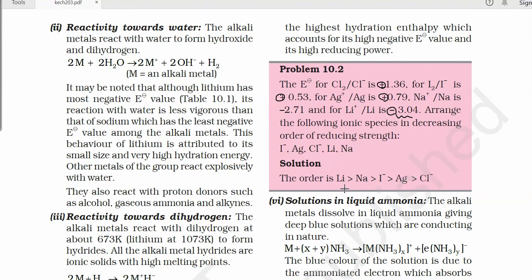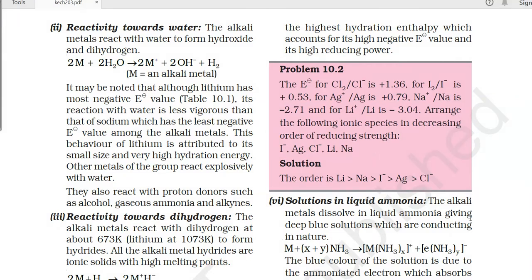So the series becomes Li, then Na. Then we see that the value for iodide is more than that of silver, so iodide is more reducing in nature. Therefore iodide comes next, then silver, and last is chloride. It means chlorine is the weakest reducing agent among the given elements.